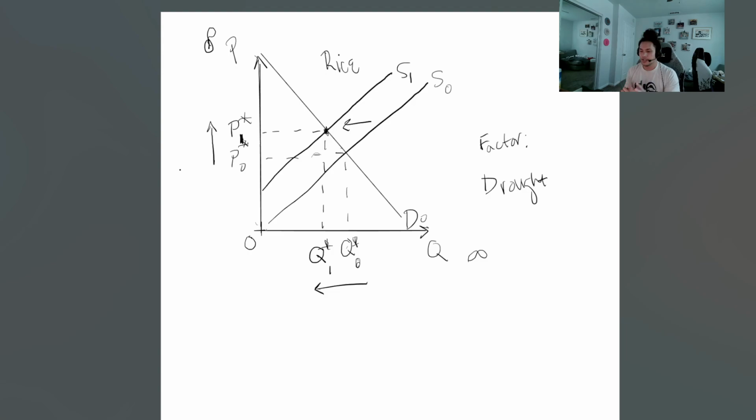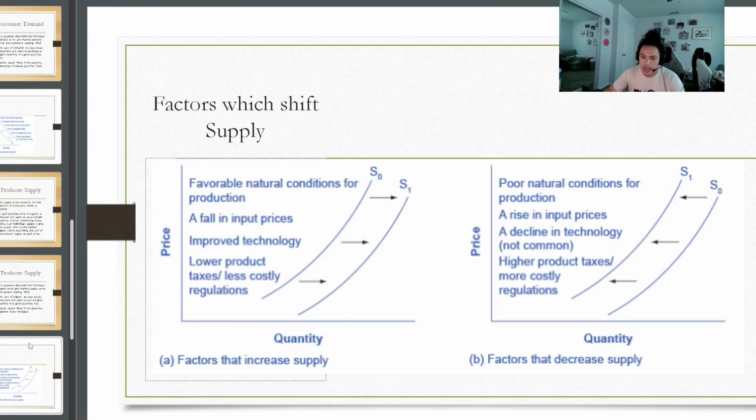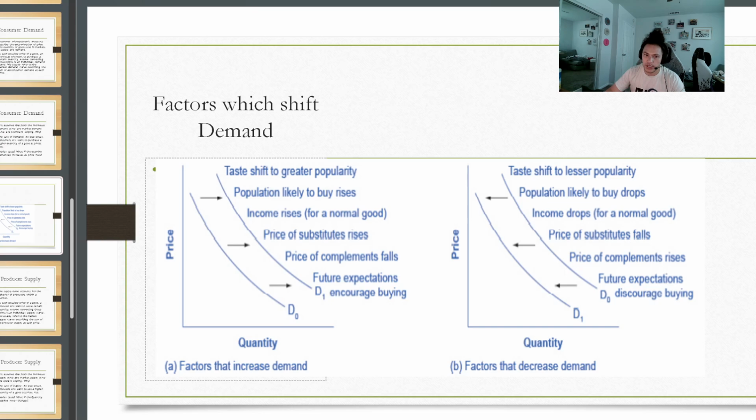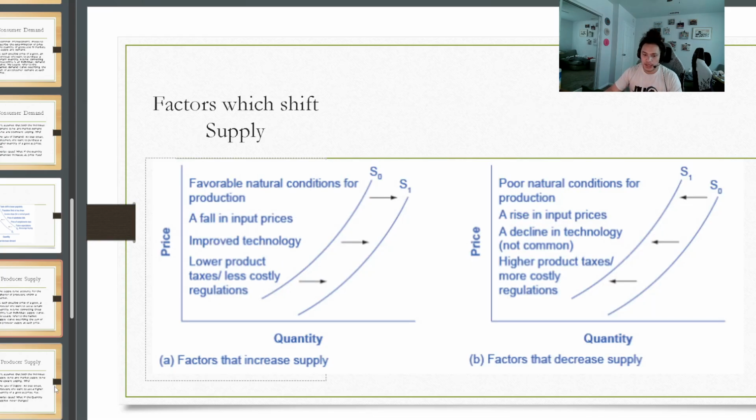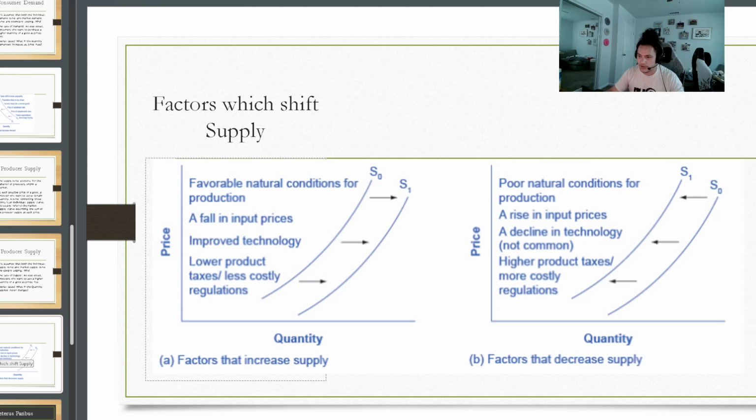Whenever we have decreases, we just draw a shift to the left. And whenever we have an increase, we draw that shift to the right. If you're ever confused about which one you think really should be the one that you're shifting, just reference back to these two slides. The first one is all your factors. These are all the things that can cause a shift in demand. The next one is your factors for supply. These are all the potential factors that can cause a shift in supply.